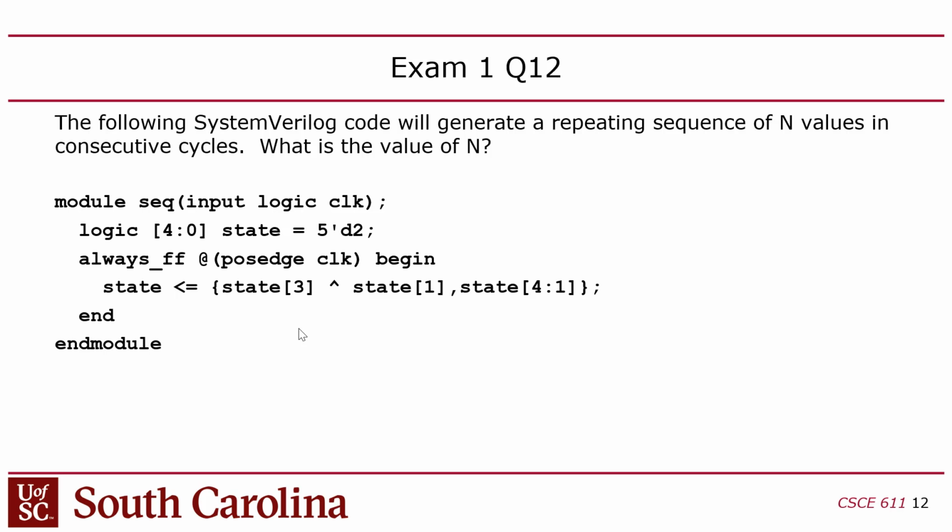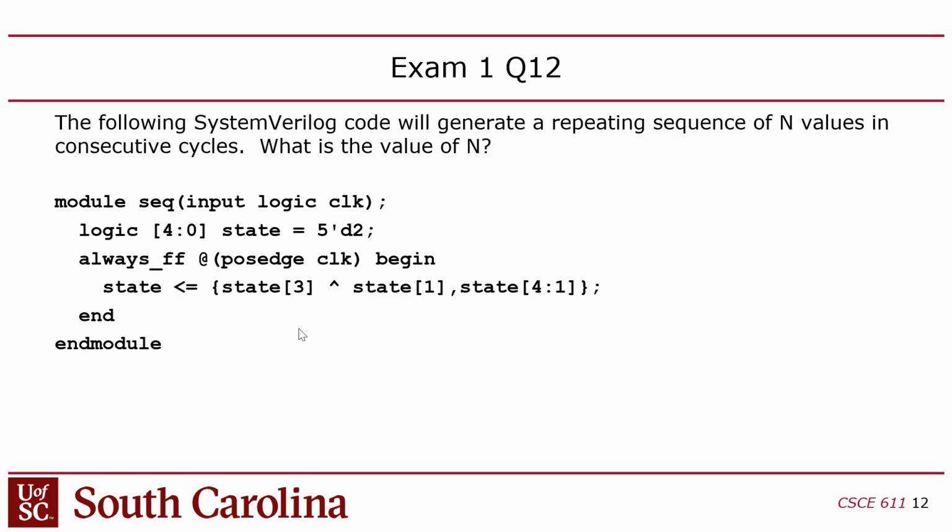And then every clock, we're going to take bit 3 and bit 1, right? So this is 4, 3, 2, 1, 0, right? So bit 3 XOR bit 1, so 0 XOR 1 is a 1, right? And then you're going to concatenate that with the upper 4 bits of state, meaning that you take the upper 4 bits and you kind of just shift right by 1 bit. So you're going to have 0, 0, 0, 1. Make sense? Okay.